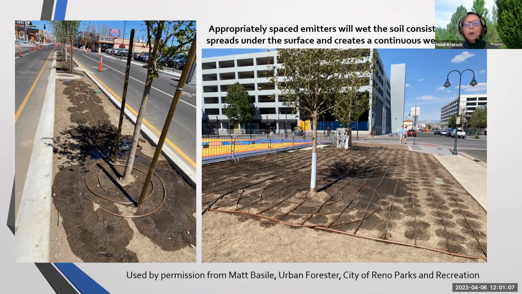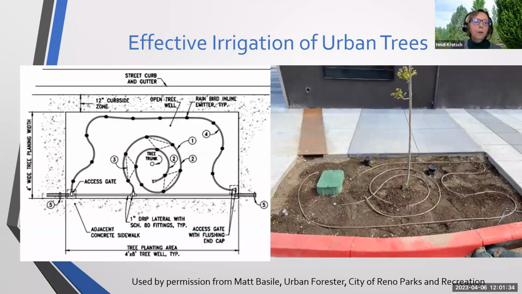One thing I want you to note here is the uniform wetting pattern of these regularly spaced emitters. This is important because of the broad distribution of those irrigation emitters. These trees should develop broad, deep root systems, which can prevent windthrow during flooding and storms, and it will minimize branch dieback during the hot summer. So it's a really effective way to irrigate trees, even right in the heart of downtown areas.